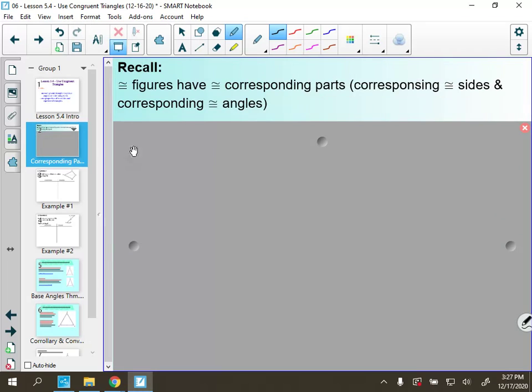Once we know we have congruent figures, whether that's triangles, quadrilaterals, or anything else, the definition says that they have corresponding parts. Remember, parts we defined as sides and angles. So corresponding sides and corresponding angles have to be congruent. That was part of the definition of congruent figures: they have matching parts that all have to be congruent, angles and sides.